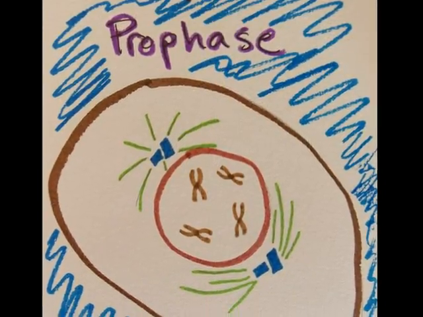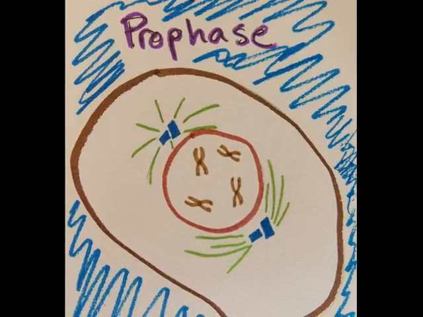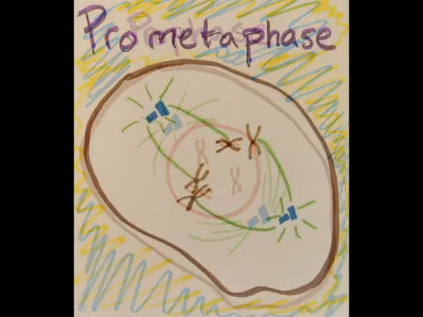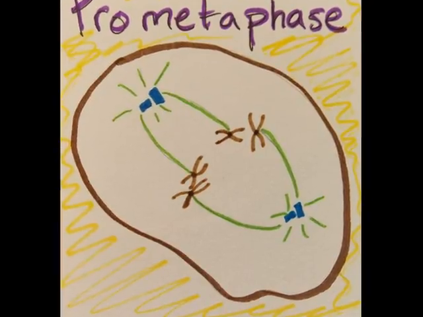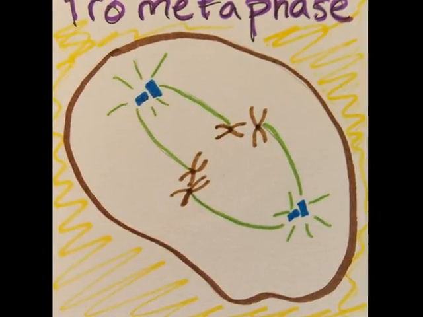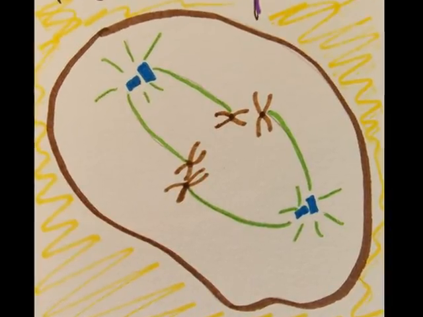Charles's centrioles have made it to opposite sides of the nucleus, and we can now see the spindle fibers of each centriole are formed. What's missing here, though? Looks like pro-metaphase has started because the nuclear envelope is gone. Metaphase is about to begin as the chromosomes are moved to the center of the cell.